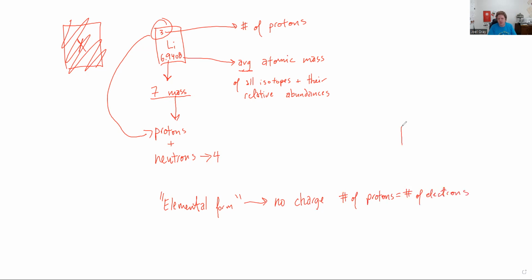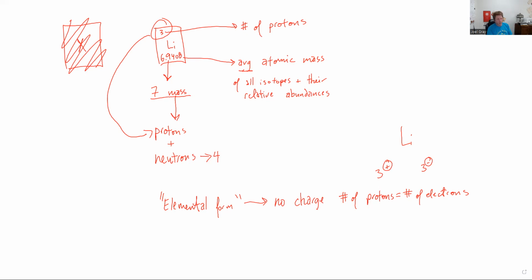So if I mention lithium in its elemental form, that means lithium has no overall charge. It has 3 protons, each one of which has a positive charge, and it has 3 electrons, each one of which has a negative charge. Those 2 different things are going to cancel one another out. That addresses our 2 charged subatomic particles.